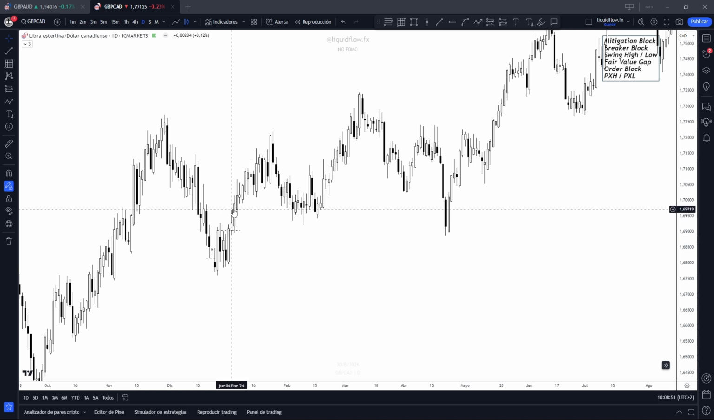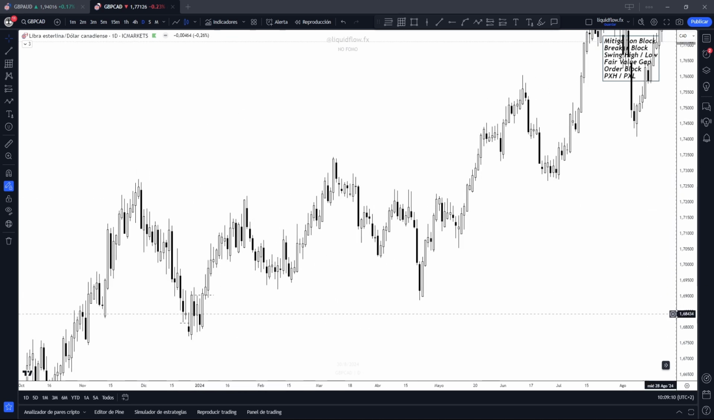Is, as you can see, all like white candle. It's a bullish candle. So you could use this as idea that the market or that order block is valid. Okay, let's go over this one.